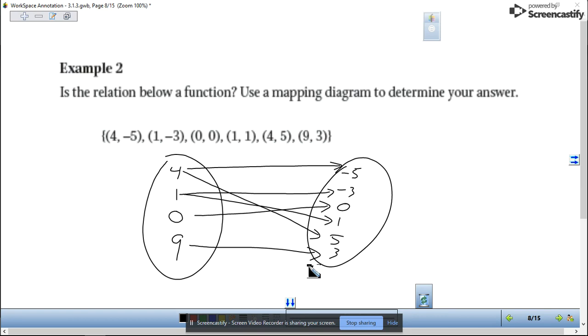So, is that a problem? Yes. This 4 and this 1 cannot go to multiple outputs. You can't have an x going to multiple y's. So this would be not a function. Okay, we're going to look at a few more examples here in just a second.